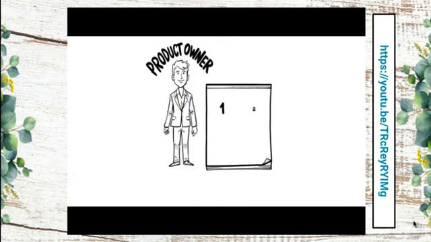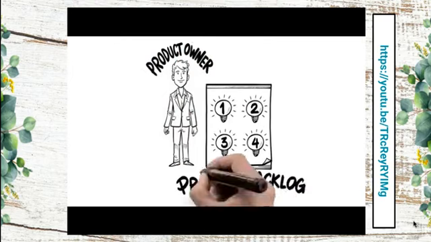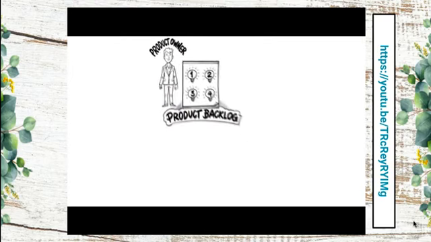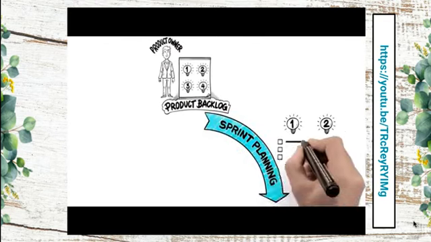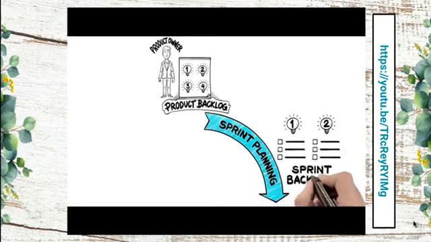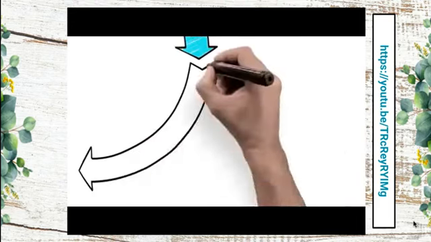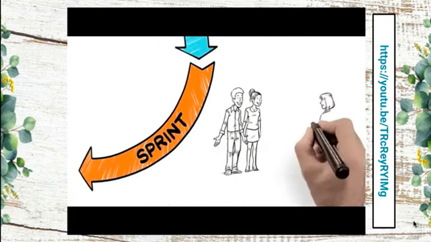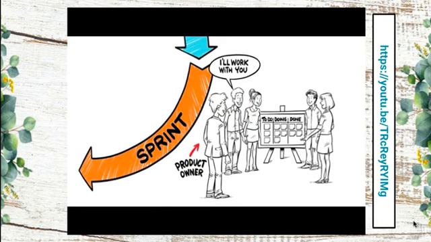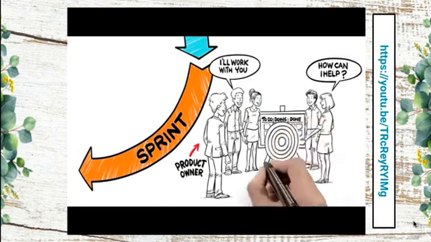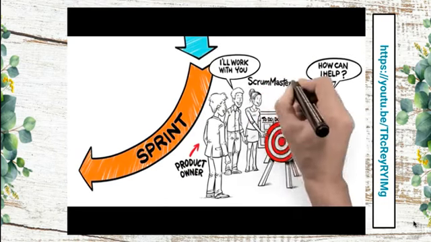A product owner creates the product backlog, a prioritized wish list. During sprint planning, the team pulls a chunk from the top of that list and decides how to complete it. The team has a set time frame, the sprint, to complete their work. They meet in a daily scrum to keep the work moving forward. Along the way, the Scrum Master keeps the team focused.